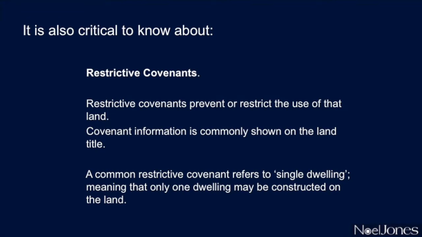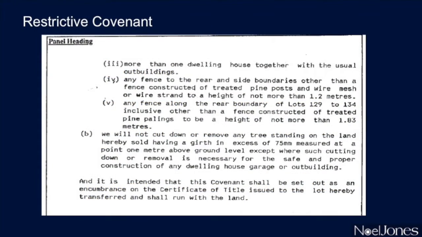Restrictive covenants prevent or restrict the use of that land. Covenant information is commonly shown on the title. A common restrictive covenant refers to a single dwelling, meaning that only one dwelling may be constructed on that land. Here we can see that this property is affected by a covenant whereby only a single dwelling can be constructed on the lot. Further, you will notice controls over fencing heights and rules over the removal of vegetation. You must be aware of any covenants that relate to your property. In Victoria, a majority of property is affected by covenants.